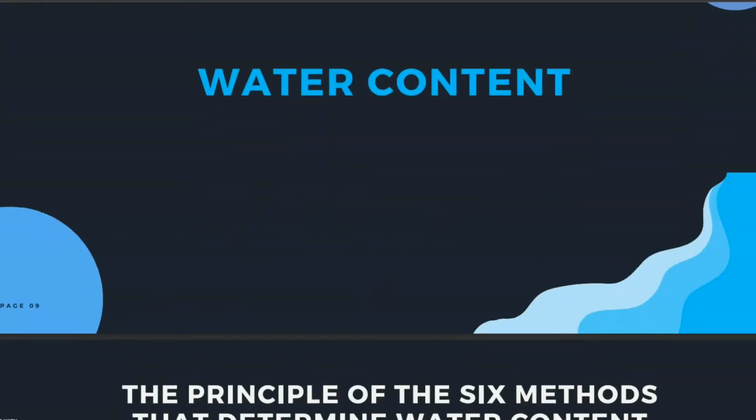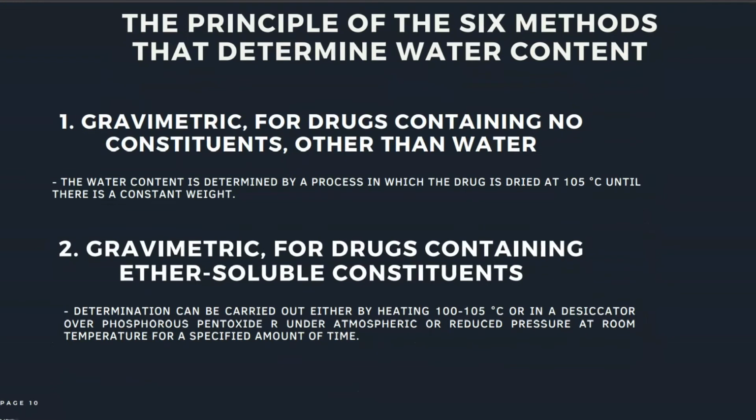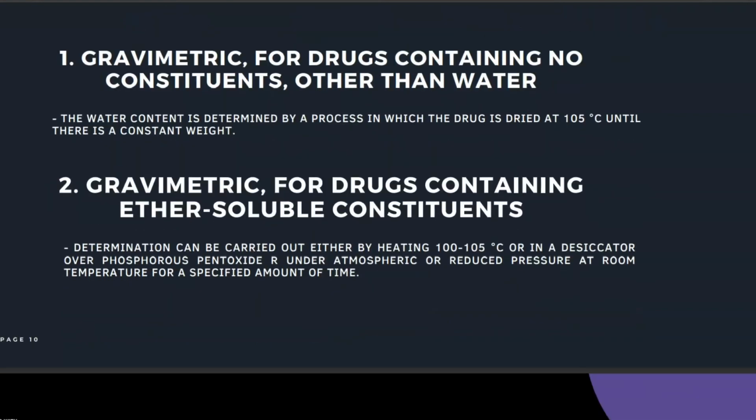Water content. The principle of the six methods that determine water content. First, gravimetric for drugs containing no constituents other than water. The water content is determined by a process in which the drug is dried at 105 degrees Celsius until there is a constant weight. Second, gravimetric for drugs containing ether-soluble constituents. Determination can be carried out either by heating at 100 to 105 degrees Celsius or in a desiccator over phosphorus pentoxide or under atmospheric or reduced pressure at room temperature for a specified amount of time.